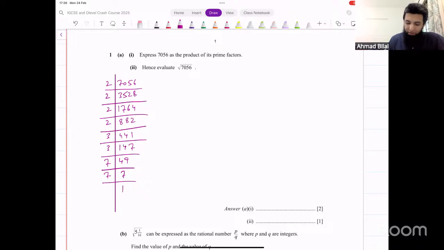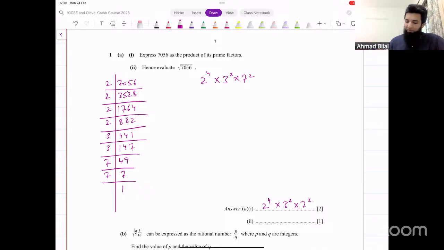Now, how do we write that? We have four 2's, so we can write that as 2 raised to power 4 times 3 squared times 7 squared. That's the prime factorization: 2 raised to power 4 times 3 raised to power 2 times 7 raised to power 2.